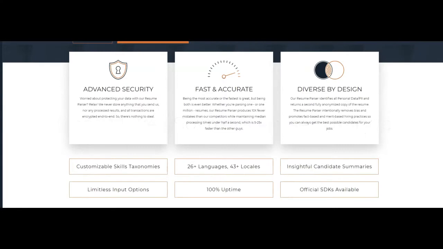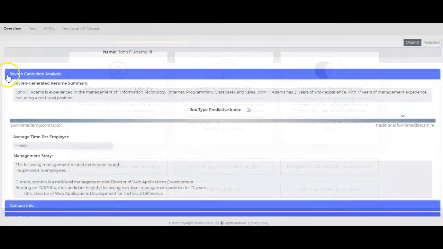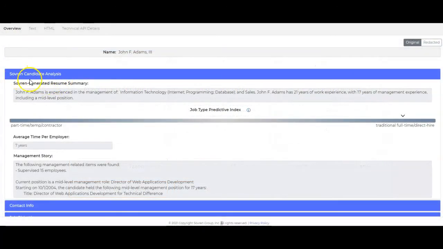Unlike other resume parsers on the market that just parse the resume and populate fields with data, Sovren goes many steps further by analyzing the data. Through the analysis, we provide additional insight about the candidate that is not found anywhere directly on the resume. In the Sovren candidate analysis, we provide a resume summary that describes what the candidate's primary and secondary skill set is. In addition to that, we will identify how many years of work experience the candidate has, along with how many years of management experience and at what level.